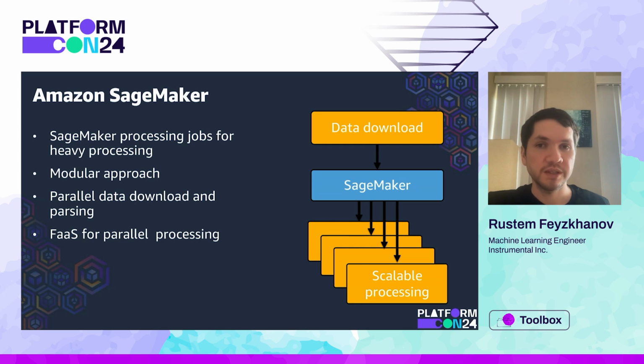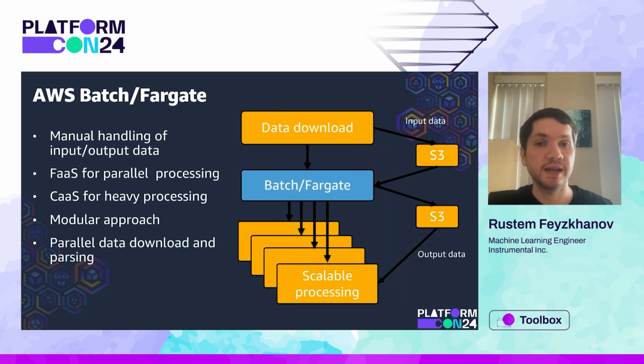So first option is to use SageMaker for the processing, and using other services like Lambda for scalable processing, which can be parallelized. Another option is to use AWS Batch or Fargate where we try to run more heavy processing tasks on containers as a service and more parallel processing tasks on Lambda.